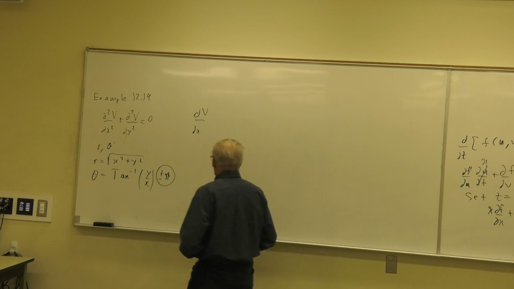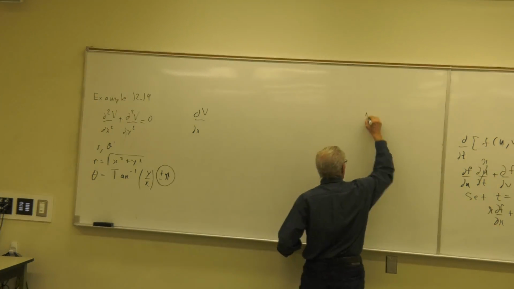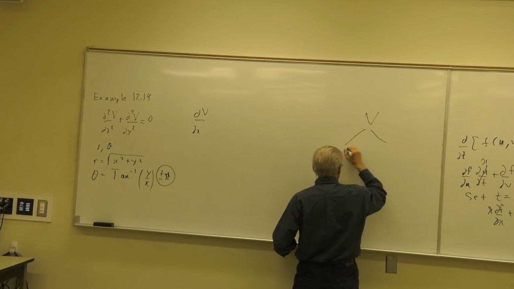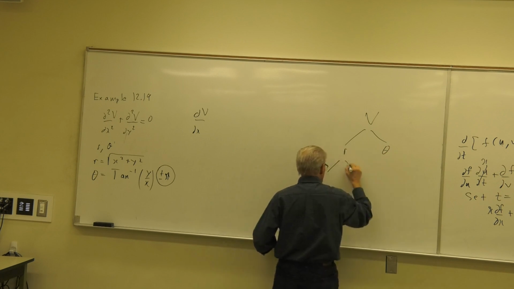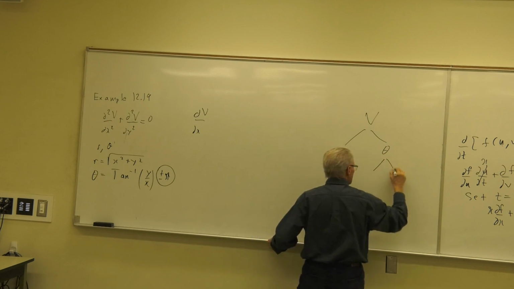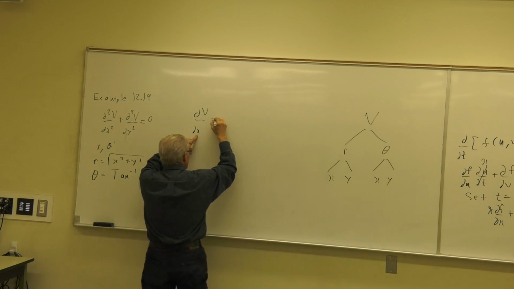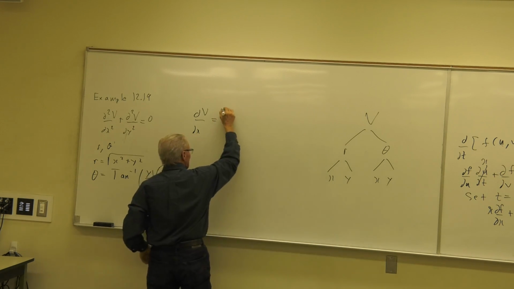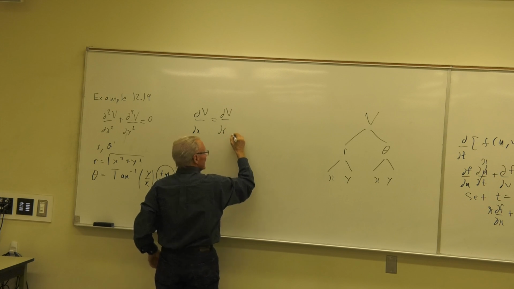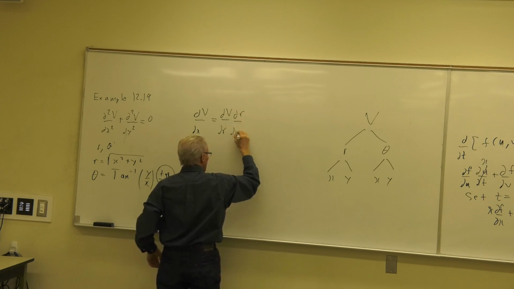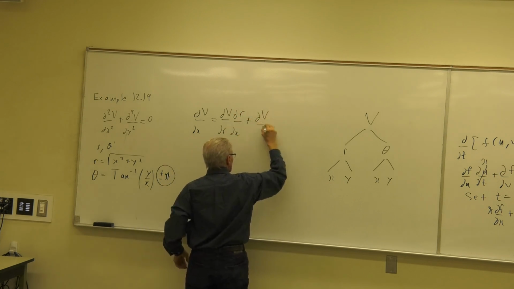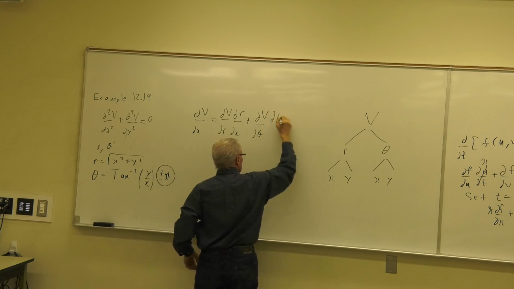All right? So let's make a schematic. Let's put r and theta at the top, under here, and then x and y here. And use this schematic to get ∂v/∂x. It would say ∂v/∂r ∂r/∂x plus ∂v/∂θ ∂θ/∂x.